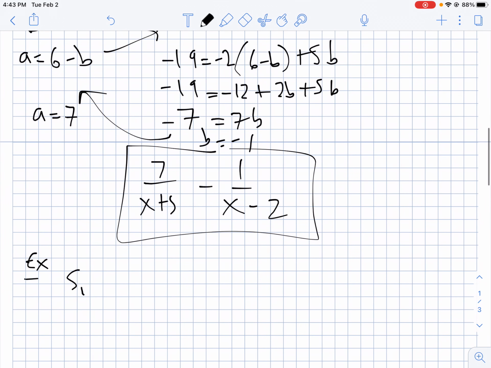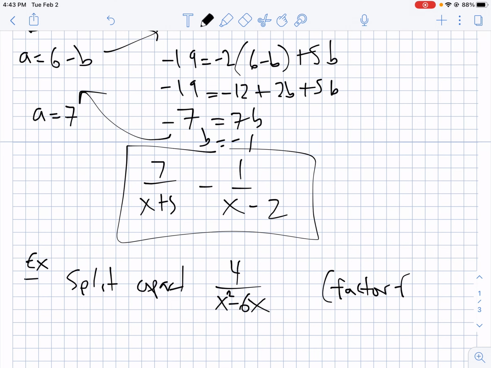So I want you to split apart the fraction 4 over x squared minus 6x. And hopefully, x squared, sorry. Hopefully you see that the first thing you need to do is to factor the bottom. So go ahead and pause the video, factor the bottom, and then try and get as far as you can here.